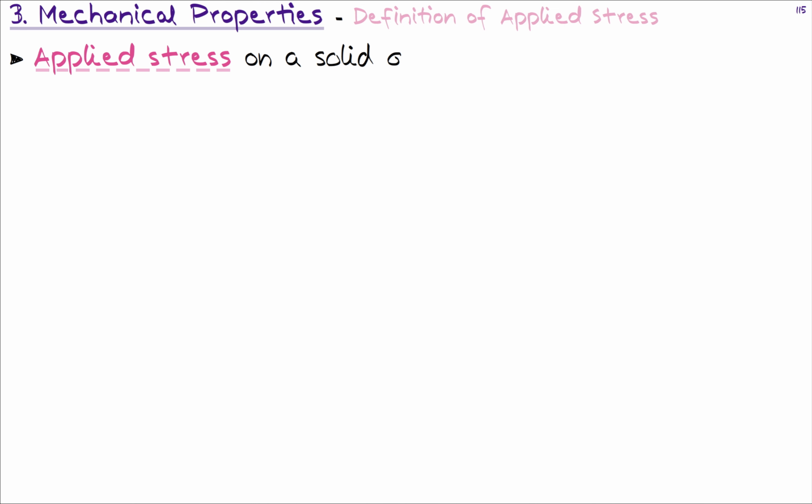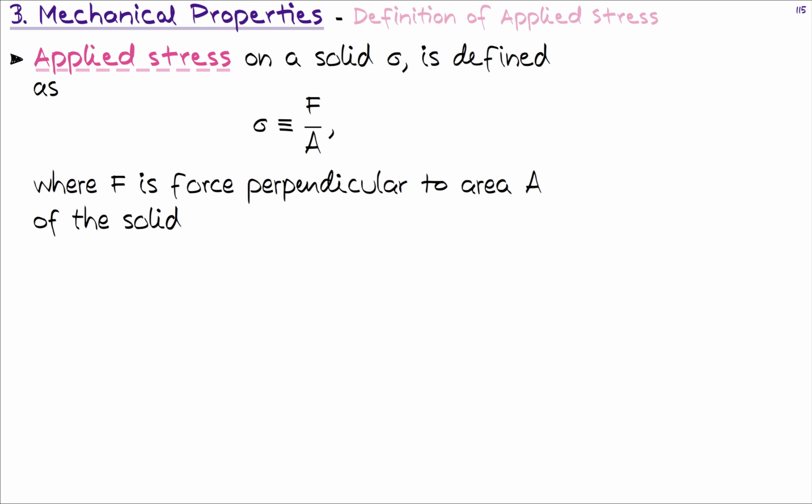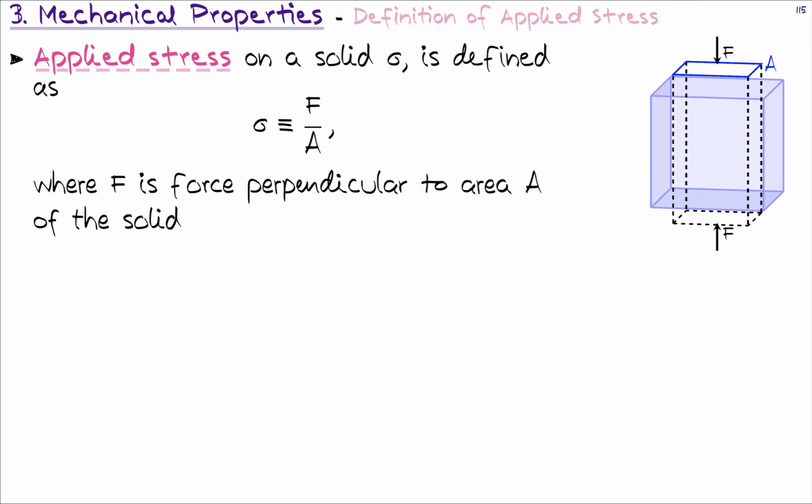So the applied stress on a solid is defined with the sigma symbol, and the equation is that we have a force F, and that force is applied on a given cross-sectional area of a solid. So A is the cross-sectional area perpendicular to the applied force. F is a force, and A is the area of the solid perpendicular to the force. This is shown in the figure, and the applied stress is defined via this relation.